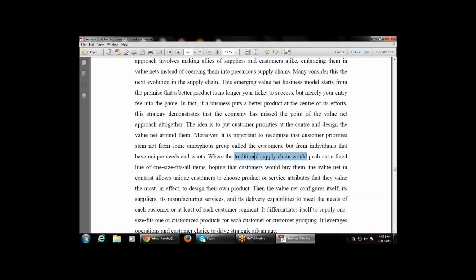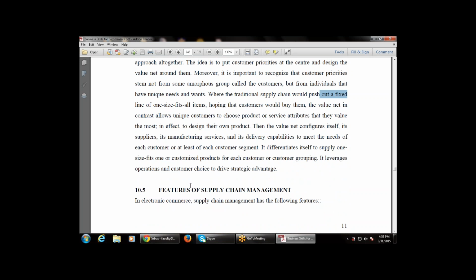A traditional supply chain would push out fixed lines of one-size-fits-all items. So whenever there is a demand of the traditional system, there is a consumer buying, or consumer disadvantages, that offers a supply chain management.